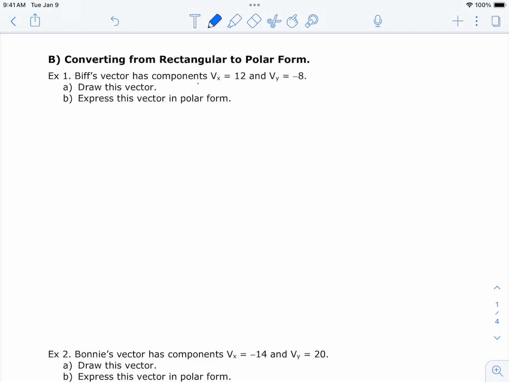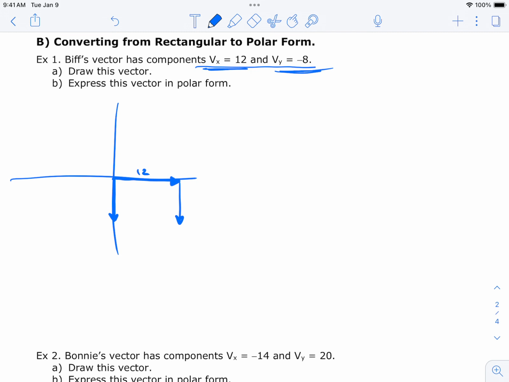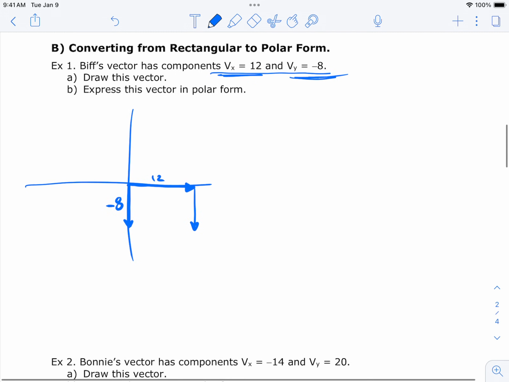So Biff's vector has these two components. So let me draw an XY axis real quick. So along the x direction, go 12. Go 12, young man. That's positive 12. I'm going to label that as a 12. And then along the y direction, go negative 8. So you can either draw it over here or you can draw it over here. It doesn't matter where. So maybe I'll draw it over here, or I'll label it over there anyway. That's a negative 8, but of course that's a negative 8 as well.